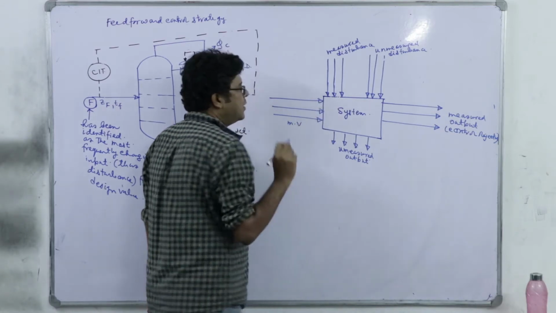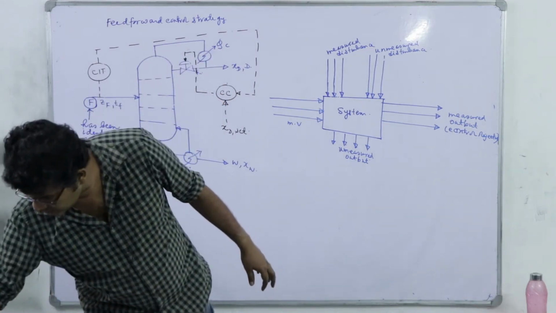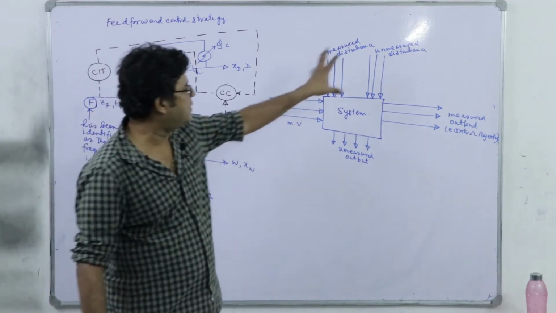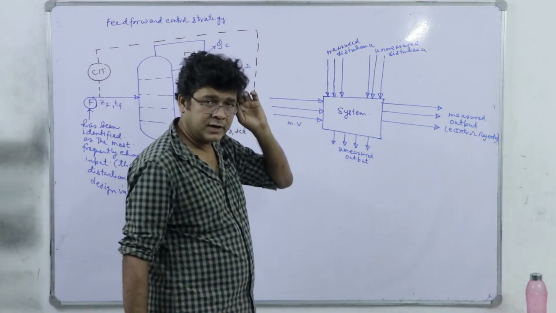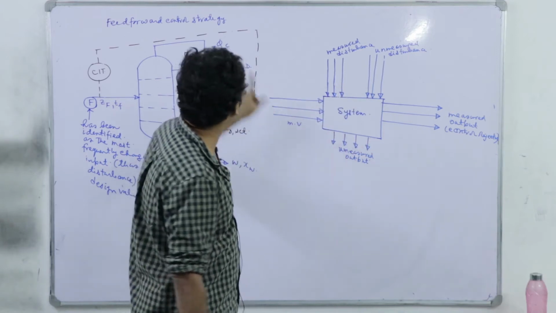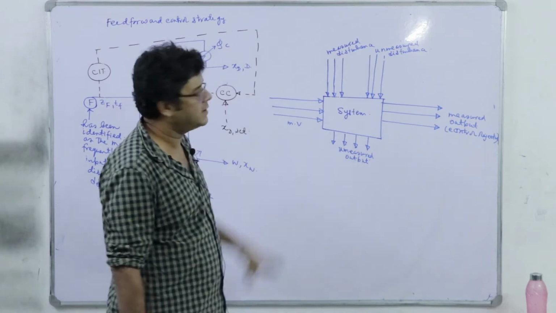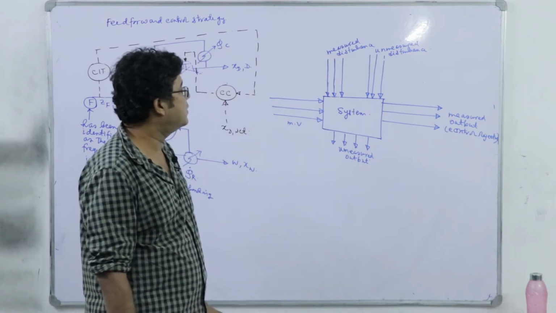Manipulated variable. Now note that here we are drawing the general system, right? In general, this form of diagram has nothing to do with the feed forward control strategy. Now we are going to implement this feed forward control strategy here.